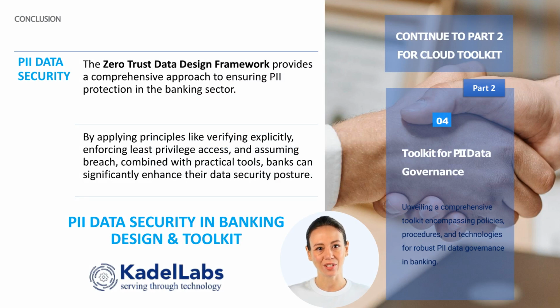As we conclude this section, let's recap what we've covered so far in the Zero Trust Data Design Framework. This framework provides a comprehensive approach to safeguarding PII in the banking sector, ensuring that sensitive information is well protected. By applying the core zero trust principles, such as verifying explicitly, enforcing least privilege access, and assuming breach, combined with the practical tools we've discussed, banks can greatly improve their data security posture. These principles, when integrated, form a robust defense against the evolving threats that banks face today.